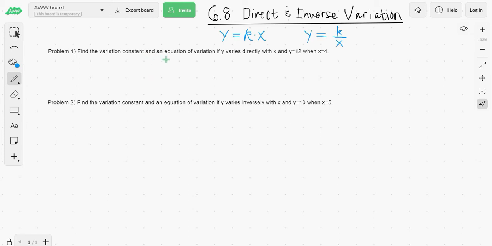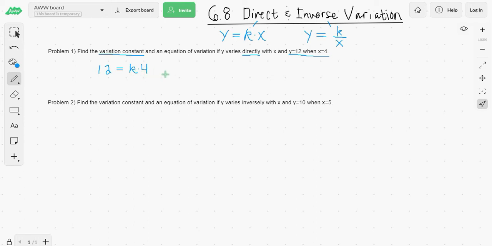We have to find the variation constant in an equation of variation if y varies directly with x and y equals 12 when x is equal to 4. Okay, so first we have to find the variation constant, so let's do that. For the variation constant, we plug in what we know into the direct variation formula. So we get 12 equals k times x, which is 4.